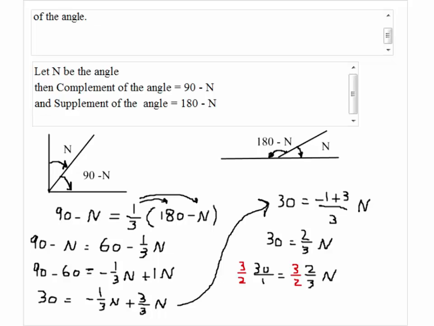So we have 3/2 times 30. We can reduce this. That would be 90 over 2. That's our angle n. So 90 over 2 is the same as 45 degrees. So the measure of the angle is 45.